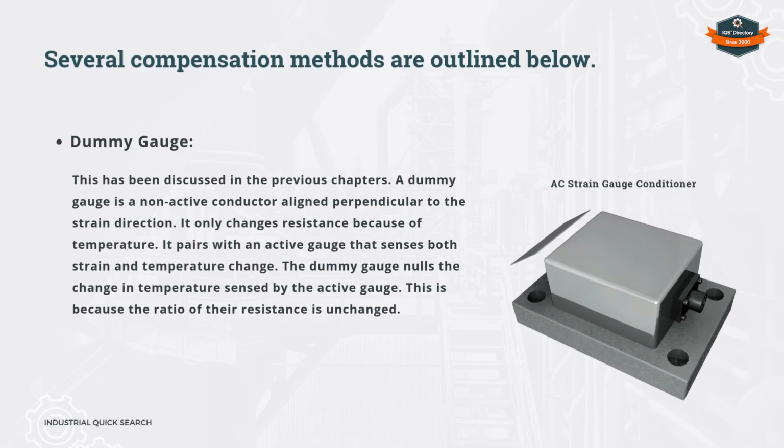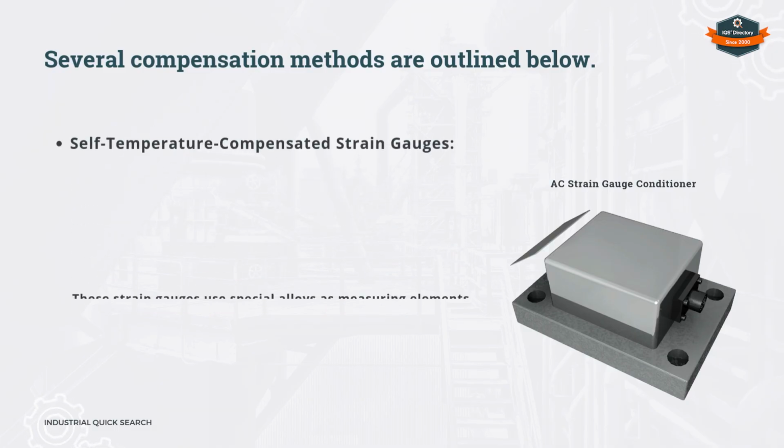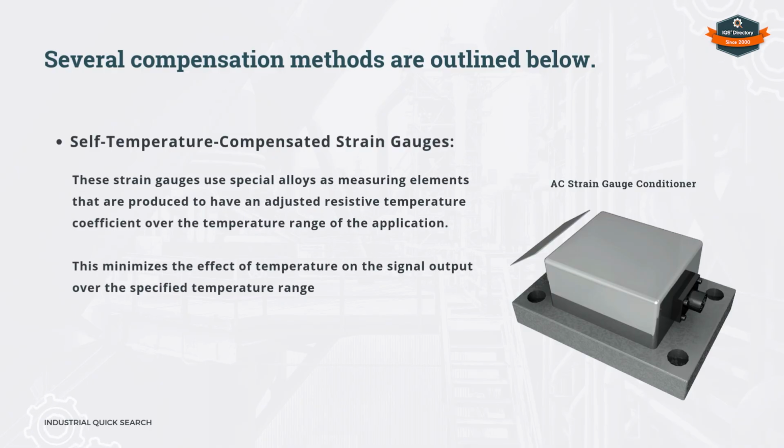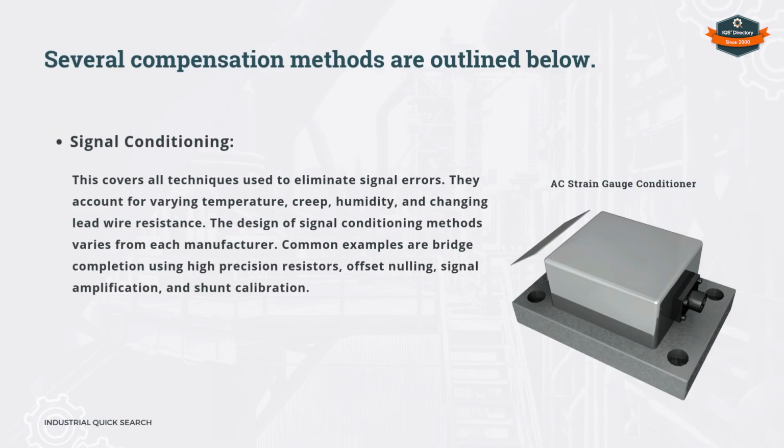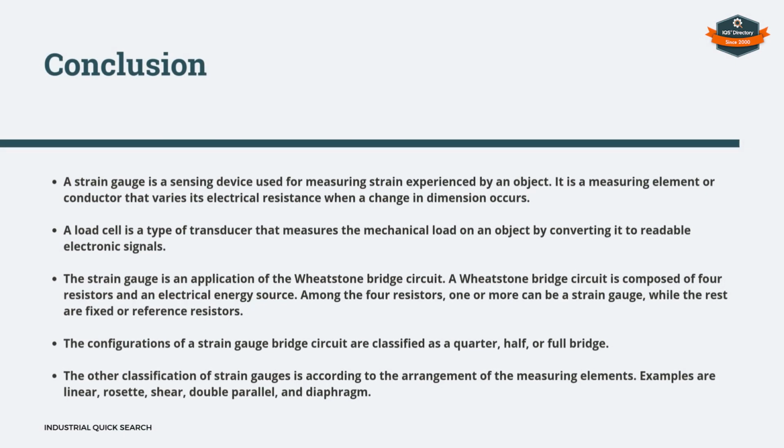Several compensation methods are outlined below. Dummy gauge. Self-temperature compensated strain gauges. Signal conditioning. Conclusion.